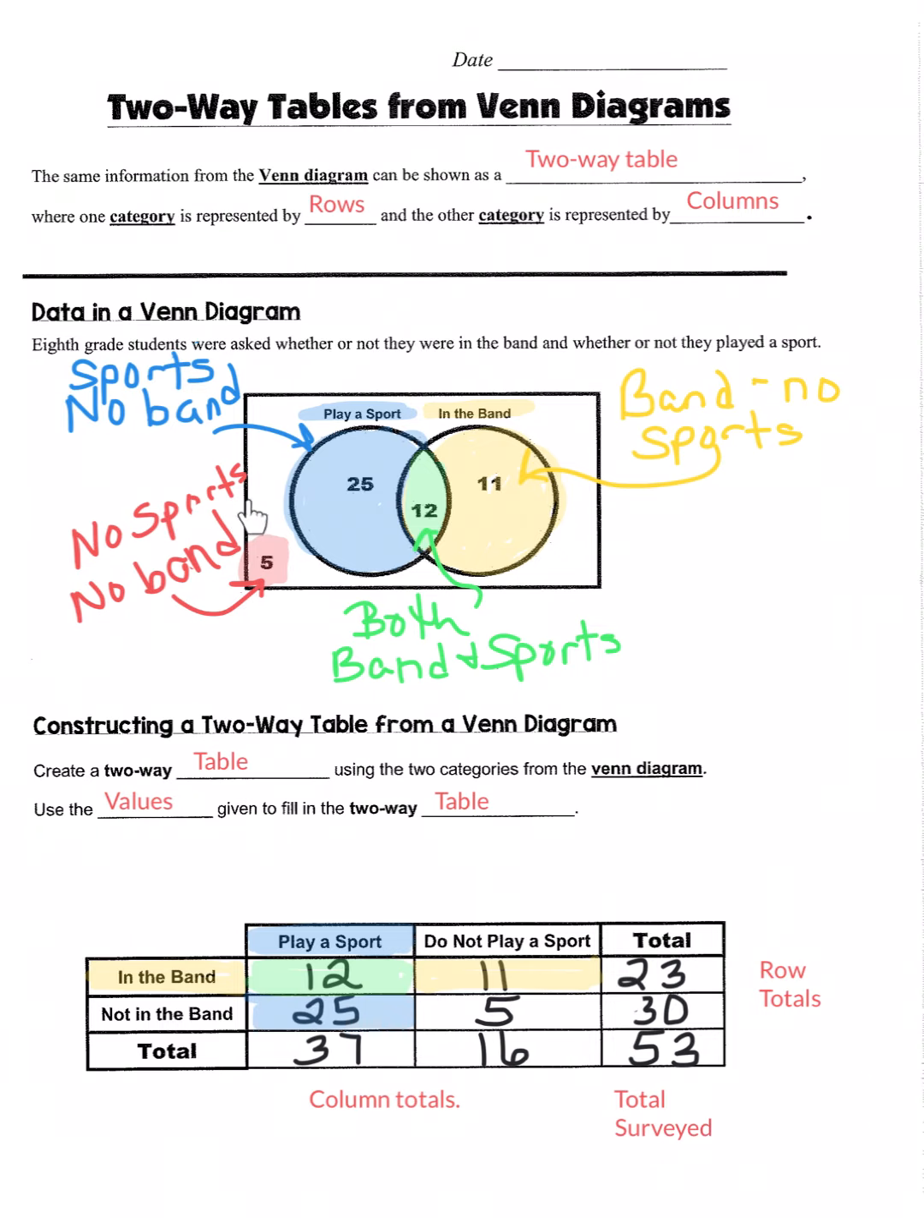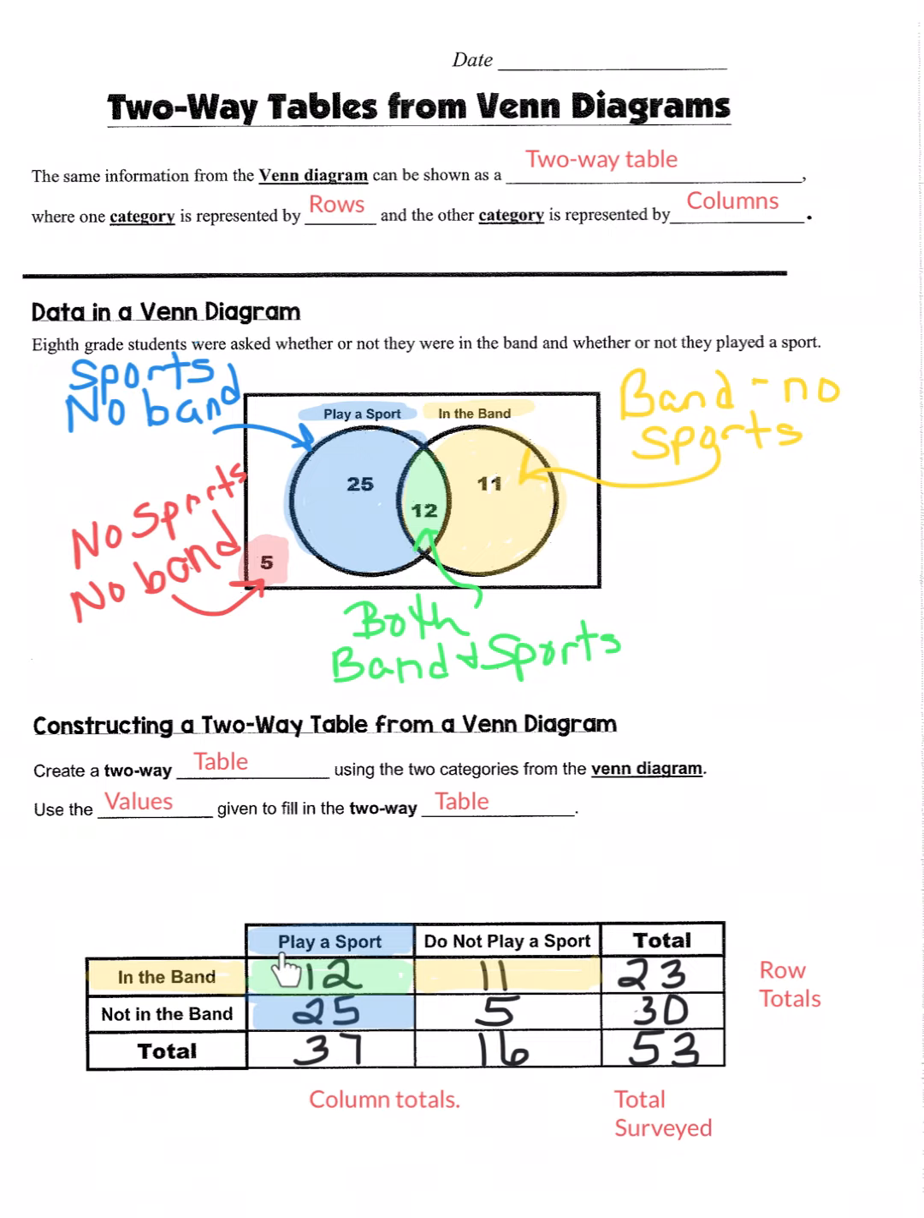So if we were given this Venn diagram and we wanted to construct a two-way table from it, we first separate the two-way table using the two categories from the Venn diagram. So we have play a sport, do not play a sport, in the band, not in the band. And then we have a total column and we have a total row. So for play a sport and in the band, here's where these two combine. Those are the ones that do both.